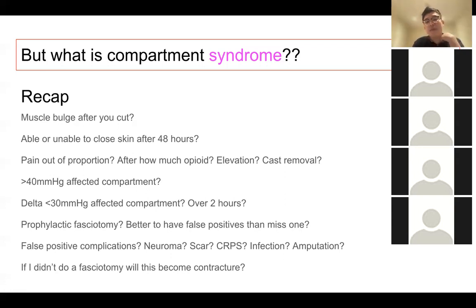If you stick a needle in, if that compartment says more than 40, is that an affected compartment? If the pressure is less than 30, how long is that? So the only data out there, which is from one of the biggest units that do compartment pressure monitoring, is Edinburgh. It states that it's over 2 hours or sustained over 2 hours. Should you do a prophylactic fasciotomy? It's just a question to ponder for everyone. Is it better to have false positives than the missed one? But if you've done a false positive, what are the complications? Neuroma, scar, CRPS?